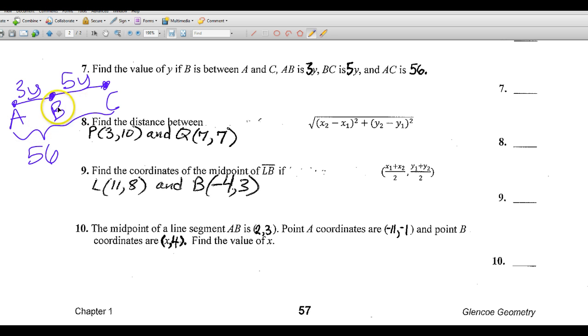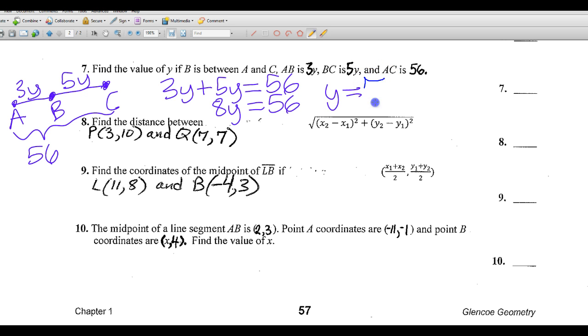Now, from the idea of betweenness or the segment addition postulate, we would say that the two parts added together is equal to the whole. So combine your like terms, you get 8y. Divide both sides by 8, and y is equal to 7.